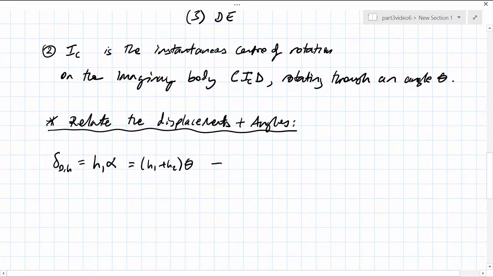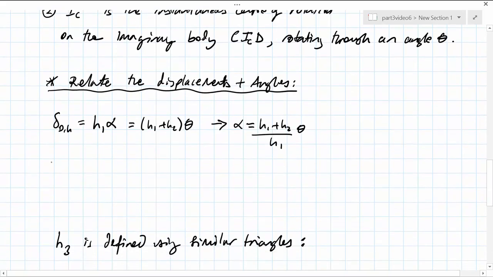As a result of this, we can then say that alpha is equal to (h1 plus h2) over h1 times theta. For delta C, comma v, we have L1 times phi, which is equal to L2 times theta. So that means then that phi is equal to L2 over L1 times theta.